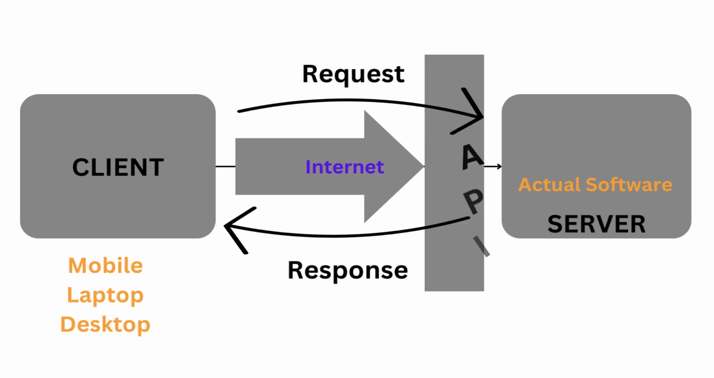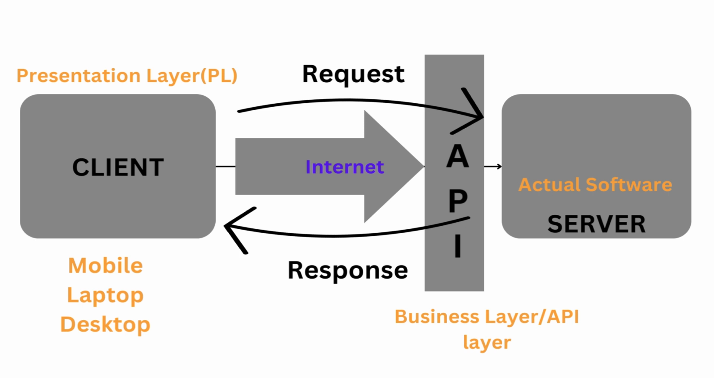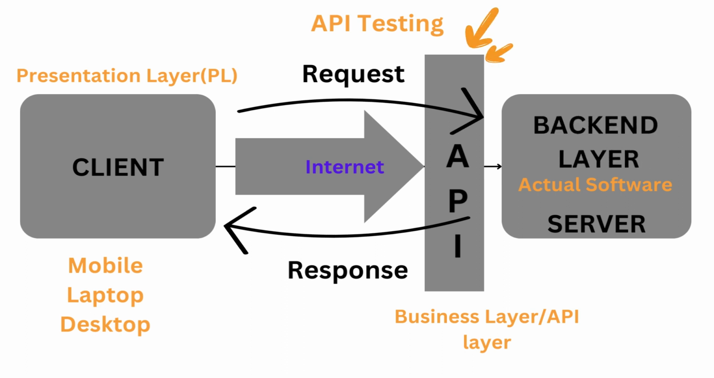In short, the presentation layer, PL, is where we interact with the web page and perform web testing. Components like drop-downs, buttons, and scrolling are tested using tools like Selenium. The API layer, also known as the business layer, contains the business logic, and API testing is conducted here. Requests pass through the API layer to reach the server, also known as the backend or database layer. Database testing is performed at this layer.